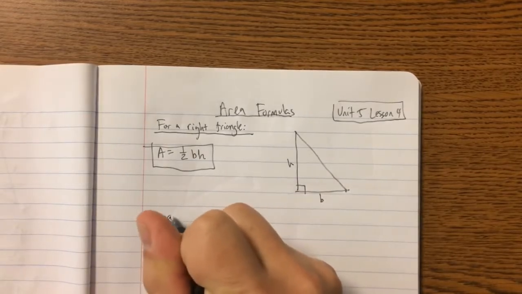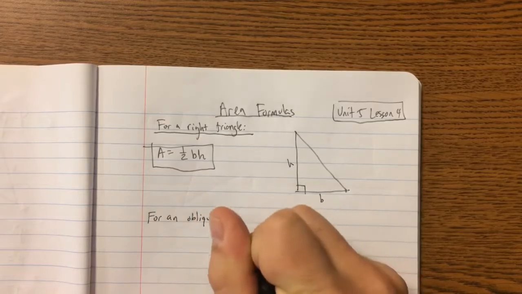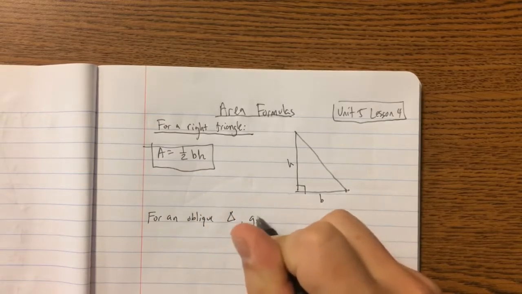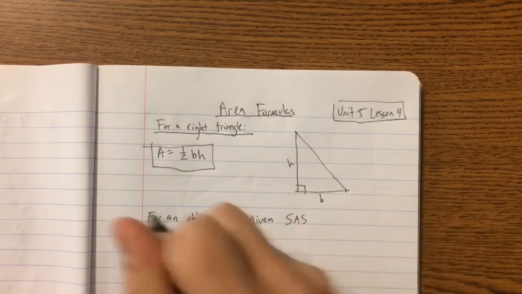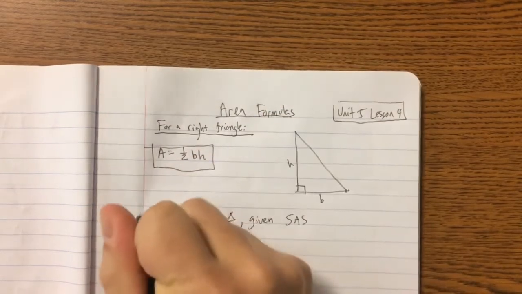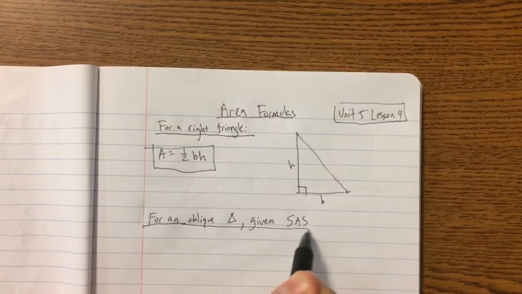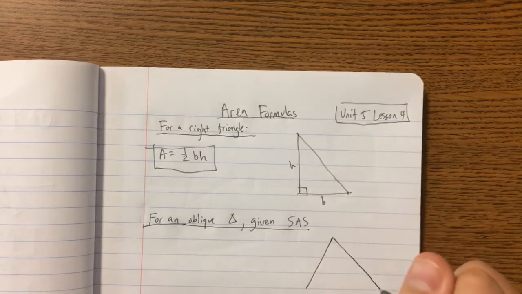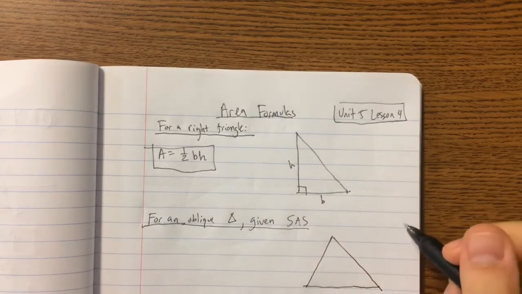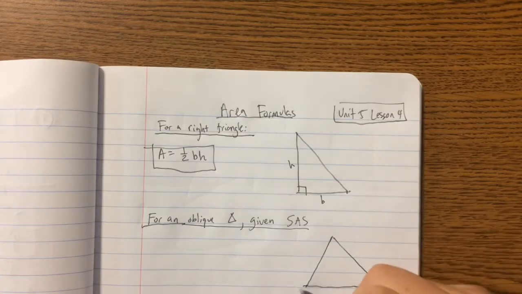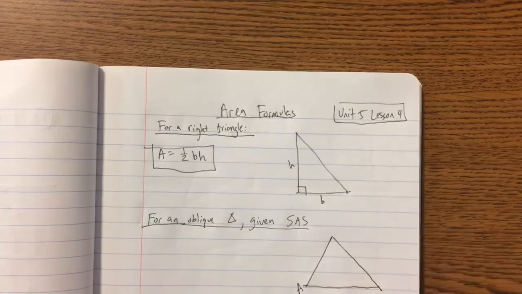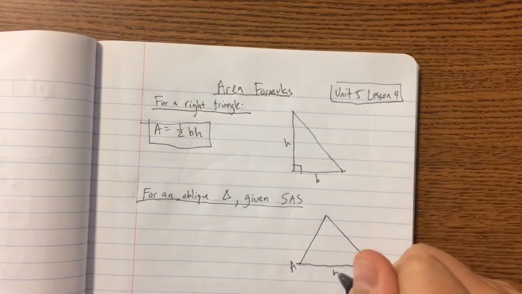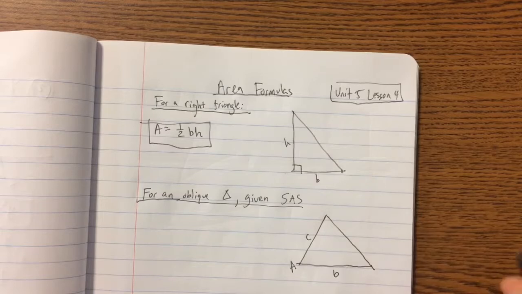So let's say we've got a side angle side. We've got some triangle which is not a right triangle, and we know, let's say, this angle's A, which means this is side A. So we'll say this is side B and C. Any idea how we might calculate the area of this triangle?